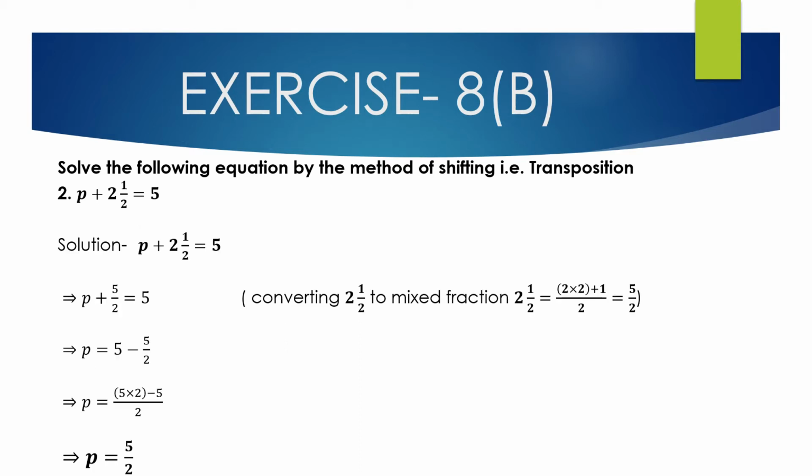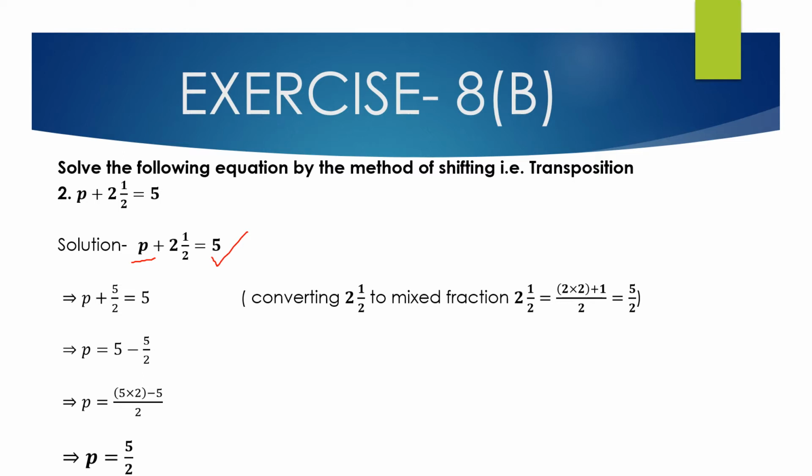Now we solve question number 2. Question number 2 is p plus 2 half equal to 5. This is the equation given and we have to solve the value for the variable p using the method of transposition or the method of shifting. P plus 2 half. This is a mixed fraction and we have to convert this mixed fraction into an improper fraction.